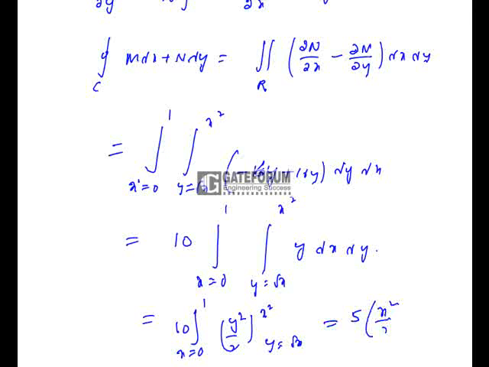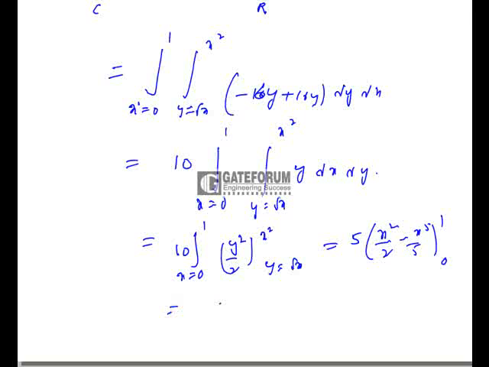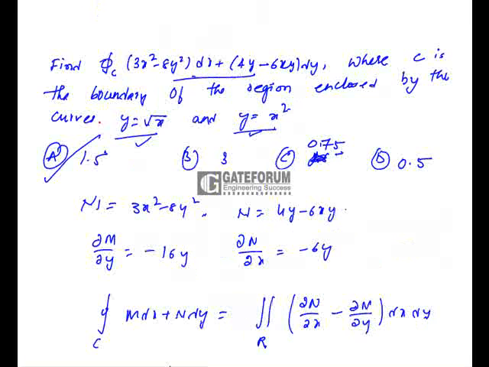This can be written as 5 times x square by 2 minus x power 5 by 5, after integrating twice over the limits 0 and 1, which equals 5 times half minus 1 by 5. If I simplify, it is 3 by 2. That is, the answer is C, A.